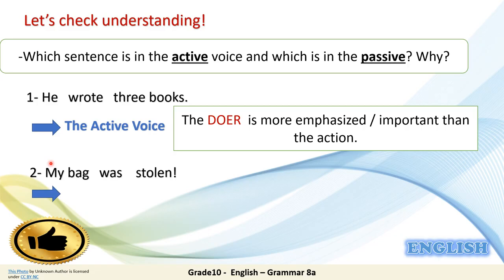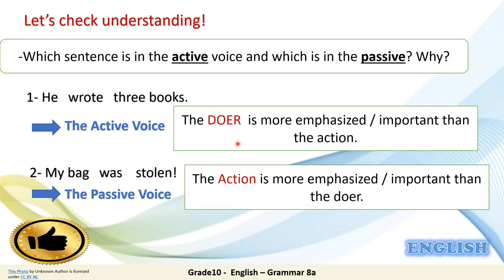How about sentence 2? My bag was stolen. Very good. It's the passive voice. Why is it the passive? Because the action of stealing my bag is more emphasized and important than the doer.